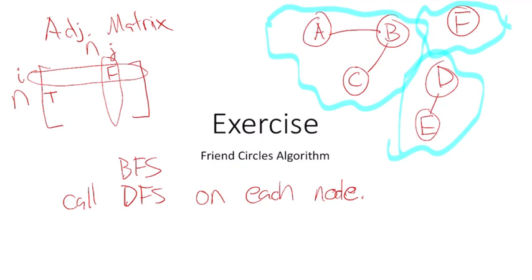You can also make up your own algorithm, let's call it RFS, and just go through the edges in random order as opposed to in a breadth first or a depth first search order.